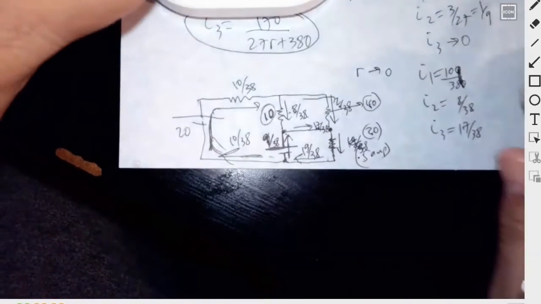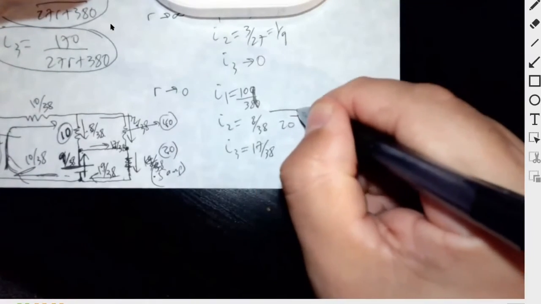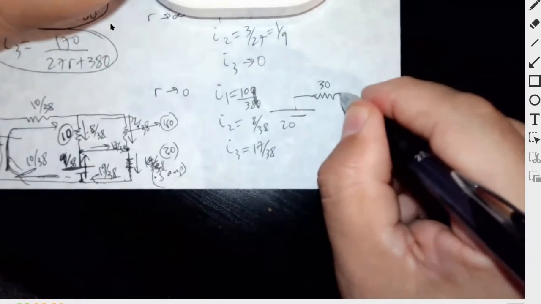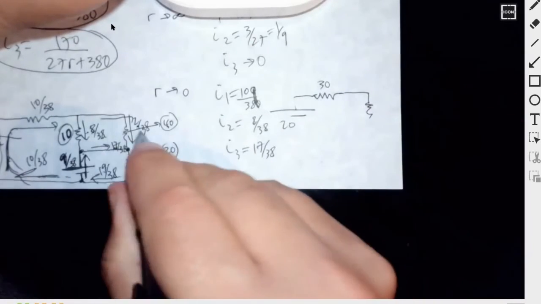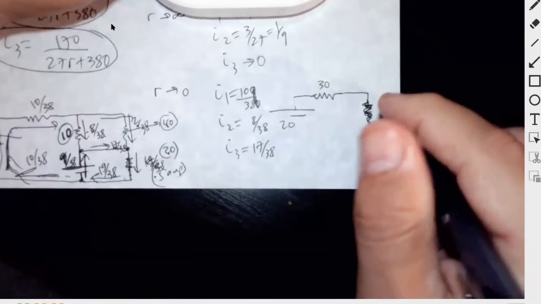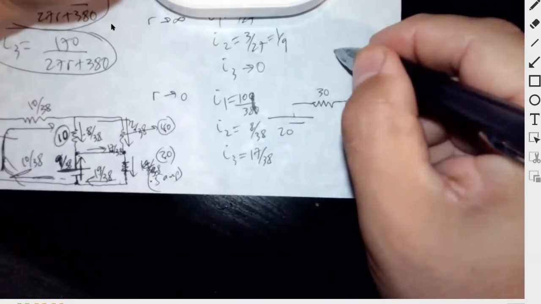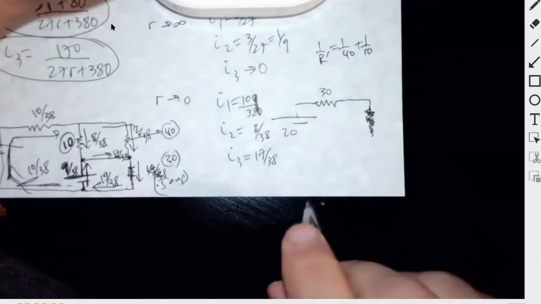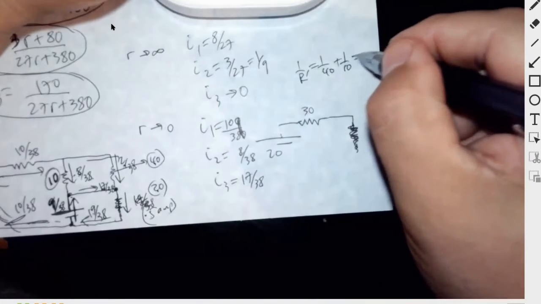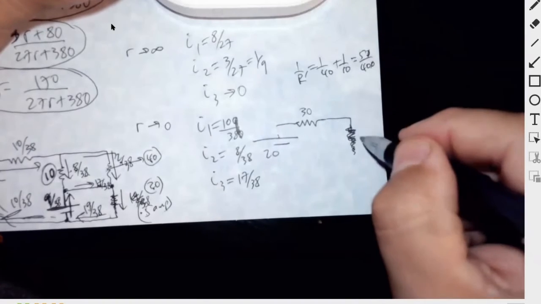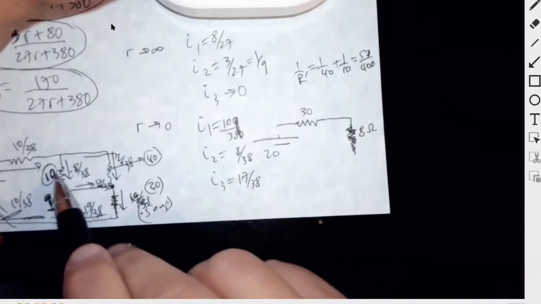I'm trying to reduce this to a circuit that looks something like this. This was a 30 ohm resistor. And then these two are in parallel. What's 40 and a 10 in parallel? I think it's 8. Maybe 8 ohms. Let's see here, 50 over 400, 40 over 5, that's 8, right? So that would act like an 8 ohm resistor, these two, right?